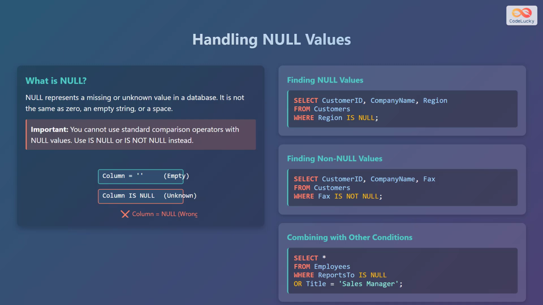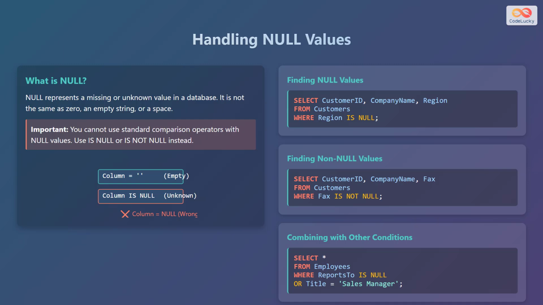The first example shows how to find customers with null region. It selects the customer identification, company name, and region from the customers table where the region is null. The second example shows how to find customers with non-null fax numbers. It selects the customer identification, company name, and fax from the customers table where the fax is not null.